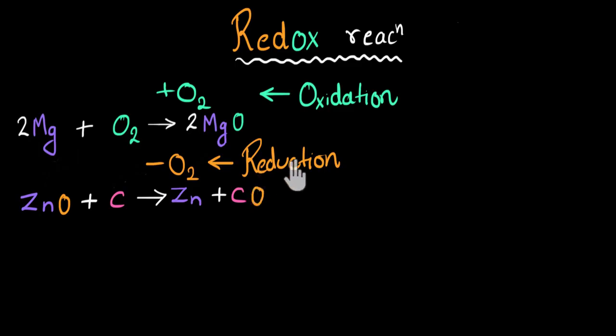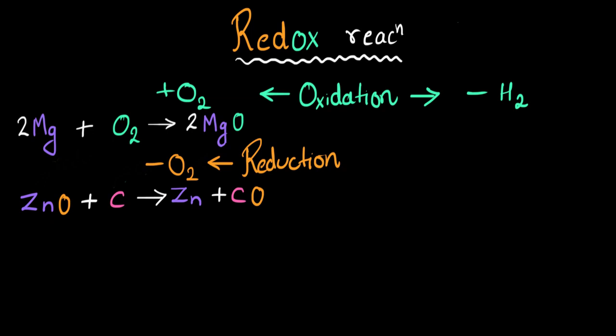Now this was the definition of oxidation and reduction in terms of oxygen. But we can define oxidation and reduction in terms of hydrogen also. The definition of oxidation in terms of hydrogen is totally opposite to the definition in terms of oxygen. See, when oxygen gets added, we call it oxidation, whereas when hydrogen gets removed, we call it oxidation, minus H2.